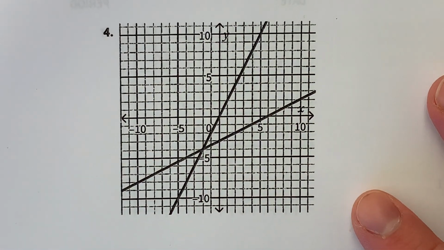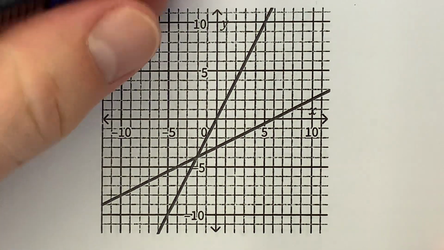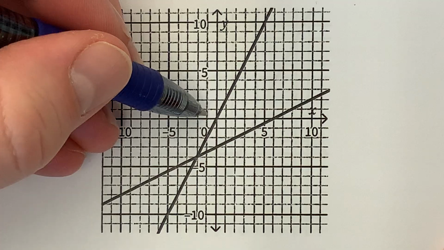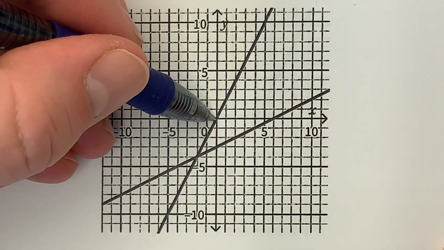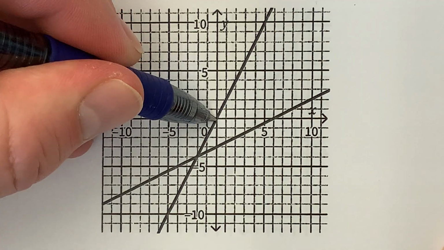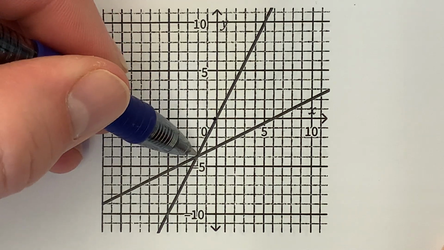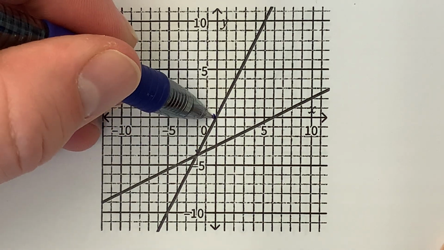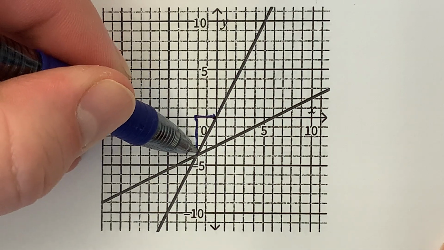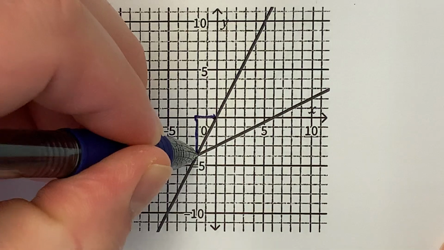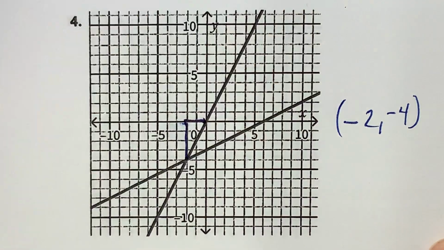Here's another one. If you want to try to figure it out for yourself, go ahead and pause. Otherwise, I'm going to tell you. Zero looks like it's right here. So if we're going to go down to this one, we're going to go to the left 2. That's -2. 1, 2, 3, 4. So -2, -4. That's our solution.